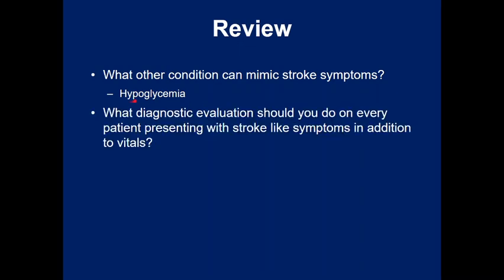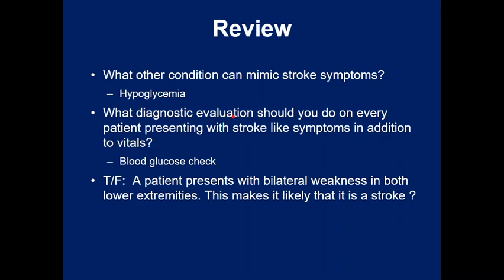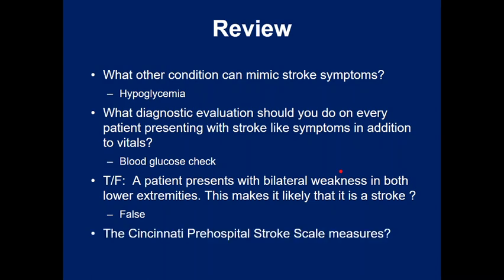All right. What diagnostic eval should you do on every patient with stroke? There's two versions. Always do a blood sugar. And then you should also do LA and Cincinnati, depending on which one your facility uses. True, false. Bilateral weakness in both lower extremities. This is likely to be a stroke. This is false. Usually strokes are unilateral in origin. They're not 100%. But if someone has both legs weak, it's probably maybe a spinal cord problem versus something in the brain. However, it's impossible to tell, and so you should still go to a hospital.